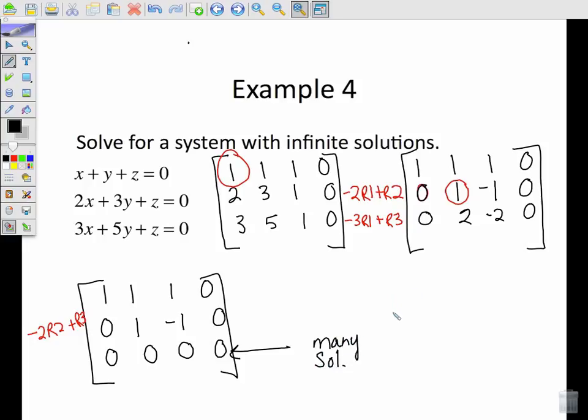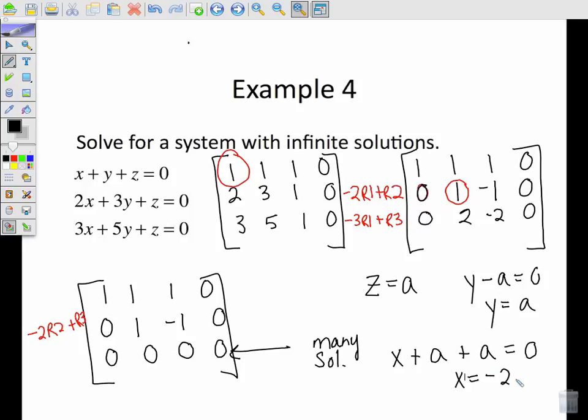So we automatically go right to saying that, okay, z is equal to a. And if I go to find my y, it would be y minus z equals 0, so putting in a, y is equal to a. And then on top you have x plus my y, and my y is a, plus my z, and z is a, equals 0, so x would equal negative 2a. So final solution here, negative 2a, a, and a. And that's it.